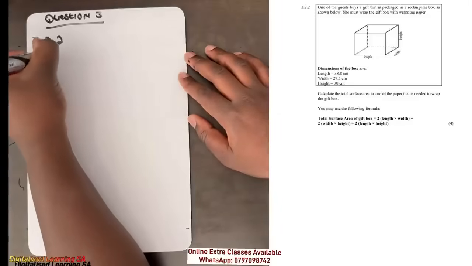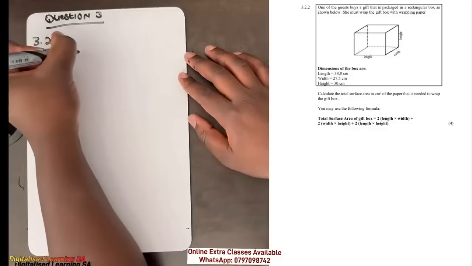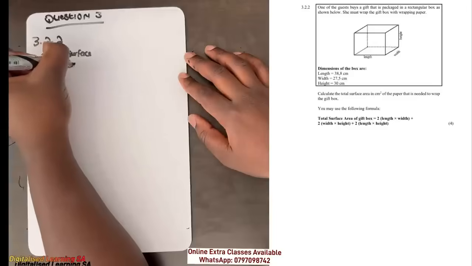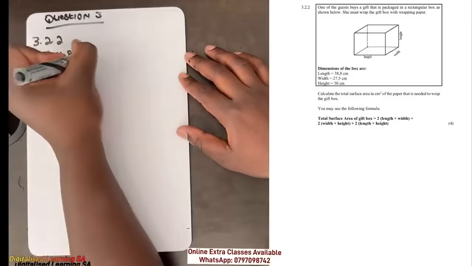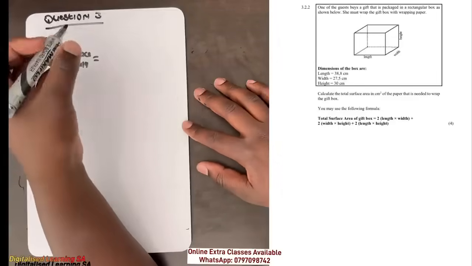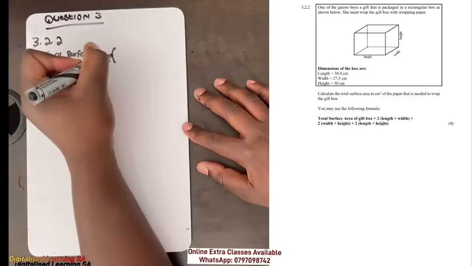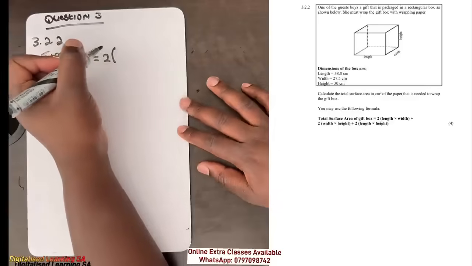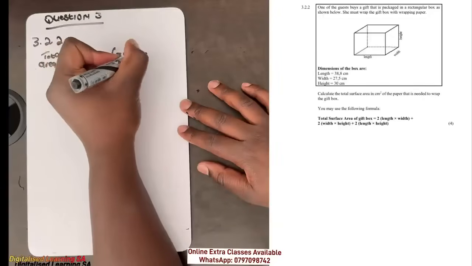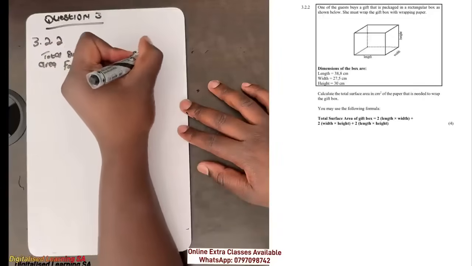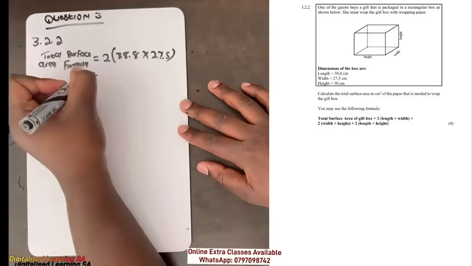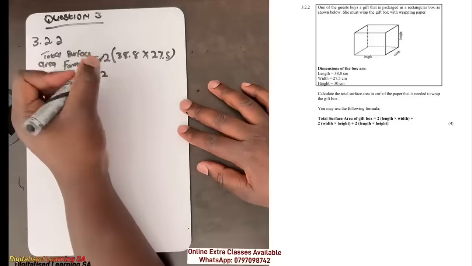So we are given the total surface area formula. The formula says that it's 2 in brackets length multiplied by width. So the length is 38.8, then multiply by the width, which is 27.5, and then we add 2 again, width multiplied by the height.